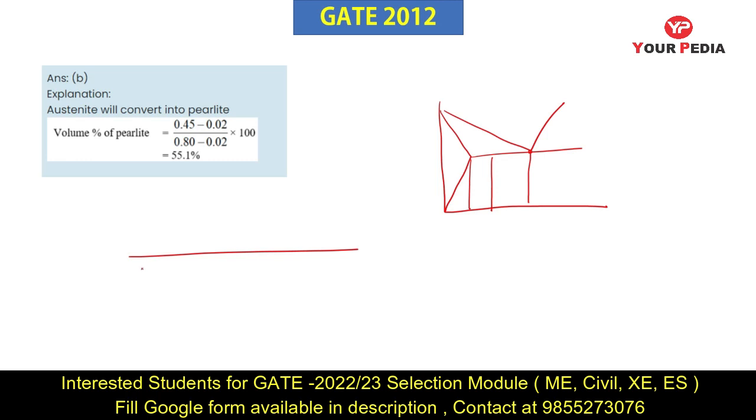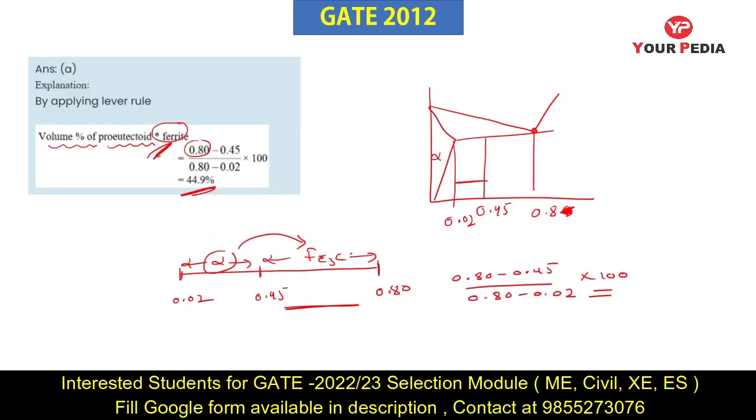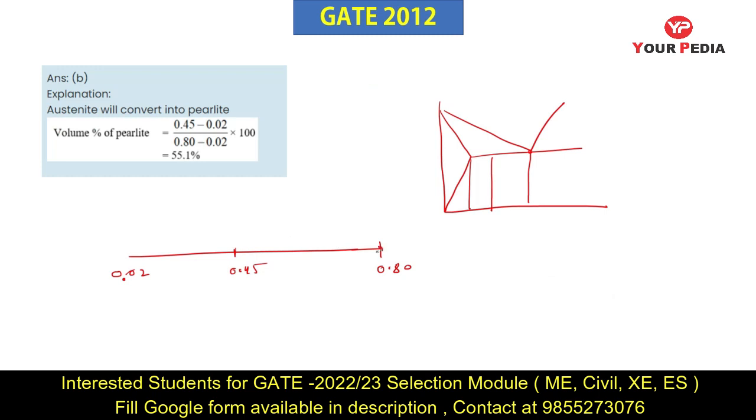Let me draw these three points here: 0.02, 0.45, and 0.80. In the last, I have mentioned here, this is the pearlite region, because at 0.80 pearlite is going to form here like this, and here is the alpha rich region. So we have to calculate the percentage of pearlite, so we have to take the opposite of this: 0.45 minus 0.02 divided by the total, which remains the same, so 55.1%.